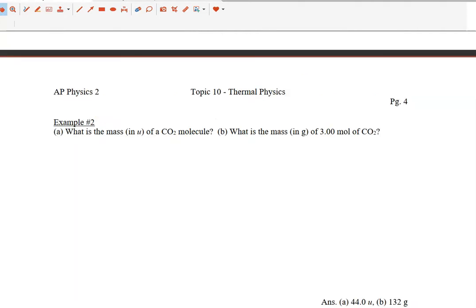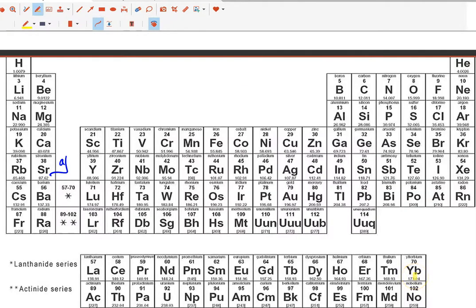If you have a molecule that is a combination of two or more atoms, such as carbon dioxide over here, then we have to add up the atomic masses of the constituents. All right, so let's take a look at example number 2 in your thermal notes. We're asked to find the molecular mass, in u, for carbon dioxide. So we'll do part A. In order to do this, you'll have to remember some things from chemistry, so pull out your periodic table. I just quickly found something off the internet.